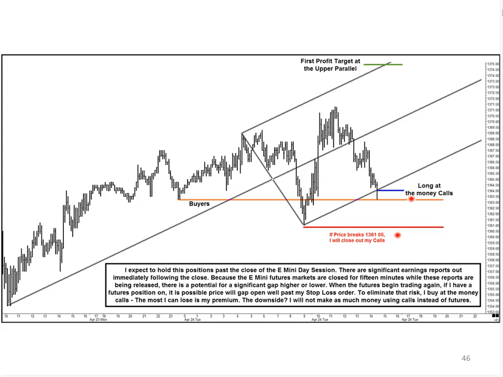Okay? But now I'm protected for end of day. I don't have to worry about it. And again, we still have a little bit of time, but that's fine. This is where I want to get long, right here, right on this lower parallel, because I've got buyers that should be sitting right here. Now, I don't know if they will, but we'll see.